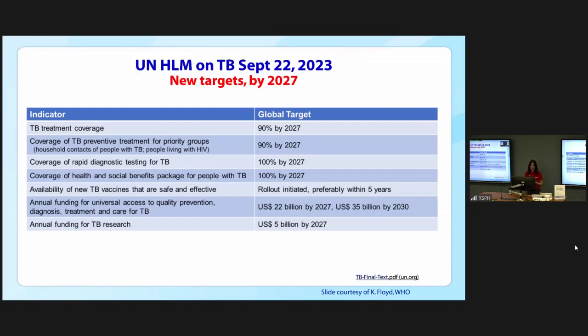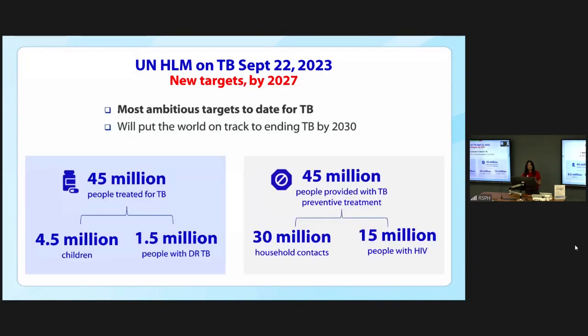Mentioned the health and social benefits package for 100% of people with TB. New TB vaccines to be rolled out, preferably within 5 years. And then funding that is put forward here, $22 billion by 2027 and $35 billion by 2030. So these are all derived from the costing that is put into achieving the targets, and then funding for research. Like I said, these were the most ambitious targets put forward to date for TB, and the hope is that it is supposed to put us on track to ending TB by 2030.